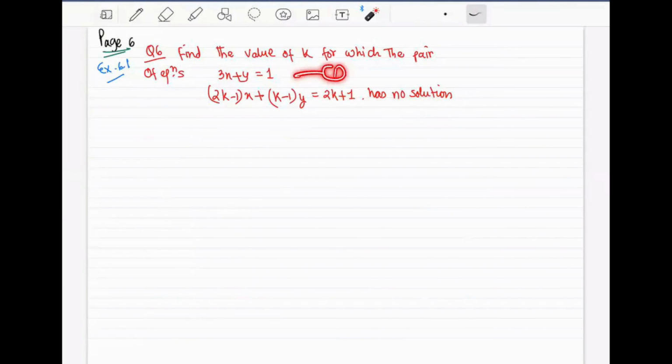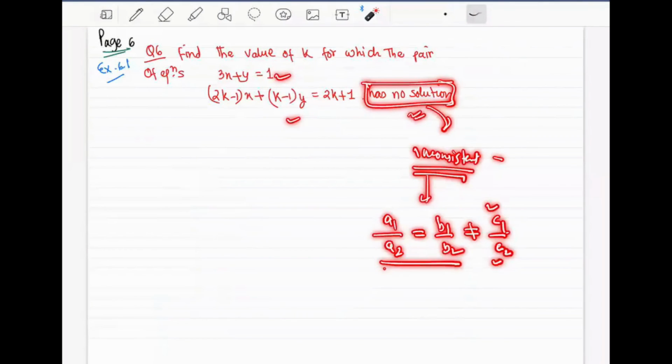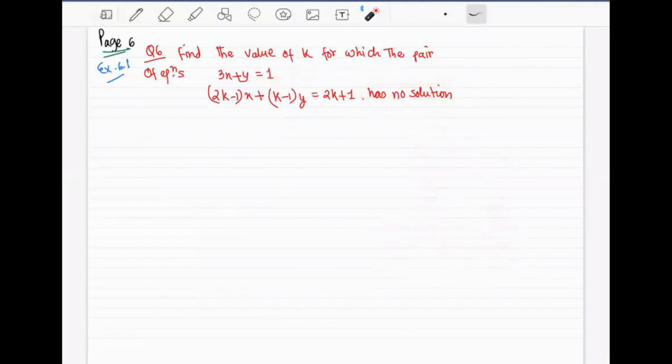So this is equation 1, this is equation 2. The two equations have no solution. What is the other word for it? The other word for it is inconsistent. What is the condition for inconsistent? A1 by A2 is equal to B1 by B2 does not equal to C1 by C2. Forget this part, let's focus on the first two. A1 by A2 equal to B1 by B2. Here, what is A1, B1? What is A2, B2? Let's write them separately.